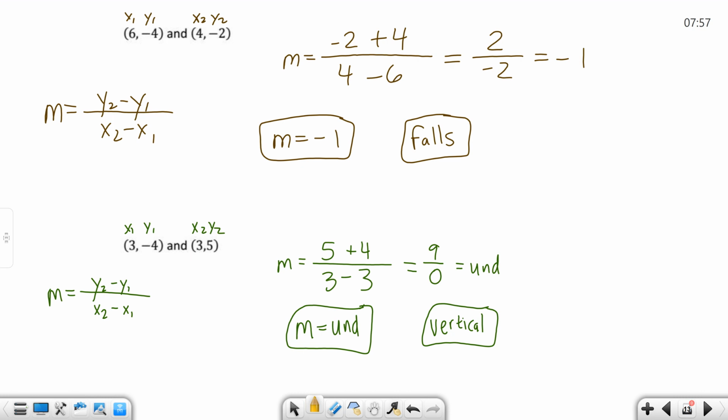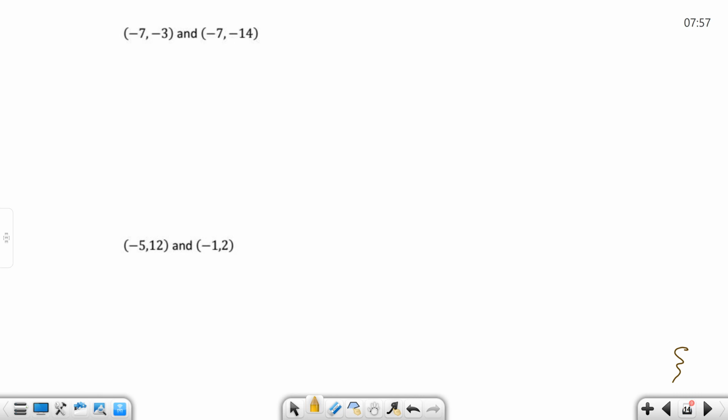Vertical line. So let's look at some more of these. And let me erase this that I had to put here. Negative 7, negative 3, and negative 7, negative 14. Got negatives all around here. All right, so let's look at this one again. I'm going to call this x1, y1, and x2, y2. And then I'm going to write my formula down so I can be prepared for success on my test. I may not be successful, but that just means I got to come back stronger the next time.